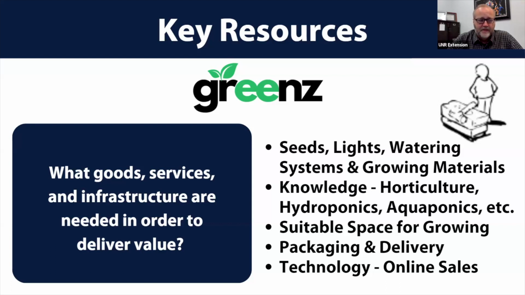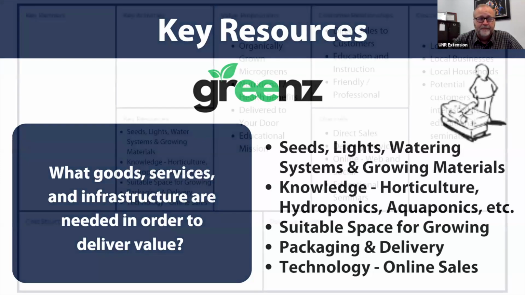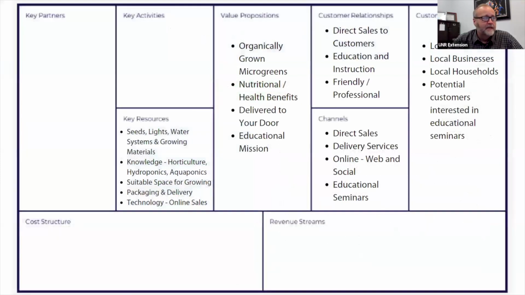However, we're going to be doing this. We need space, a suitable space for the growing. We need to be able to package and deliver these greens. And we need a technology piece to it that drives our online sales. How are we going to actually set up the website, the ordering platforms, the e-commerce stuff for this company? So there's a lot of resources that are needed. So we put those in.